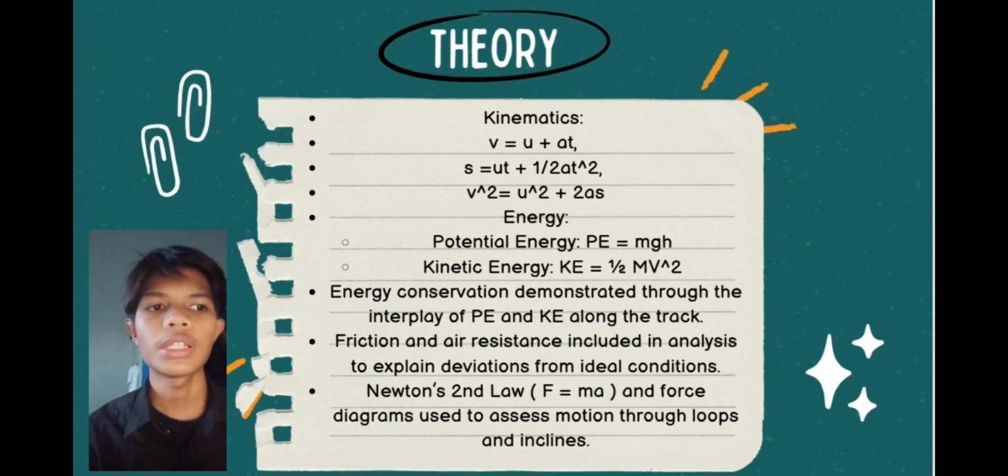Ideally, total energy stays the same, but in real life we have friction and air resistance messing things up a bit. We also use Newton's second law, which is F equals ma, to figure out the force acting on the object, especially when it's going through loops or climbing inclines. Force diagrams help us break it all down.